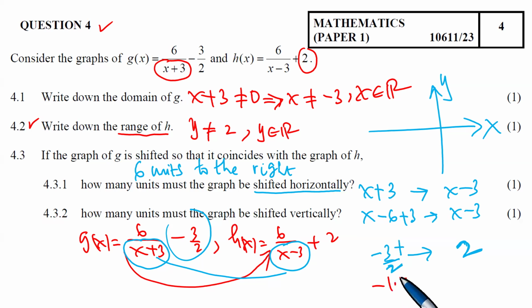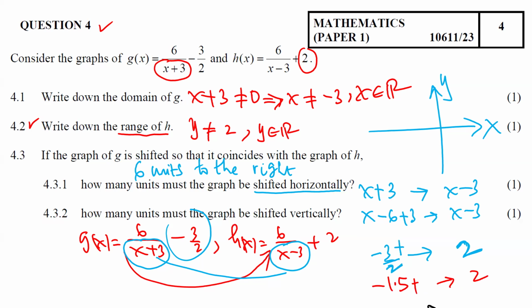-3/2 is -1.5, because this gives 2. -3/2 is the same as -1.5. So what number do we add to -1.5 to get 2? There's a number we need to add, or a number we need to subtract. What number?